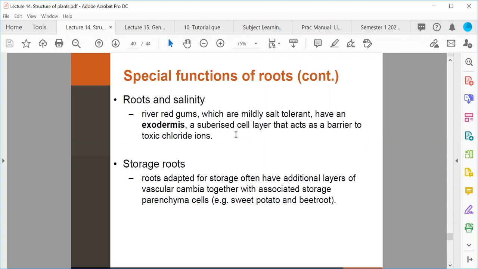And then, of course, we have plants that have storage roots. Storage roots are adapted primarily for the purpose of storage, and they often have additional layers of vascular cambia together with parenchyma cells. So, for example, this is found in sweet potato and beetroot.